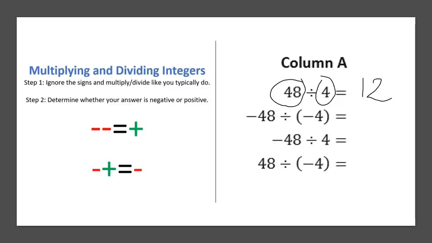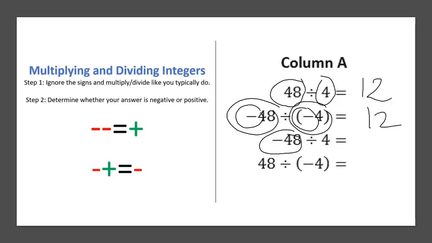I know both my dividend and my divisor are positive, so obviously my answer is positive. Now I look at this next problem that says negative 48 divided by negative 4. Again, you can skip count, but since I already solved it, I know my answer is 12. However, I need to see if it's positive or negative. I look at my signs to determine that. I'm dividing two negatives, so I'm going to get a positive number.